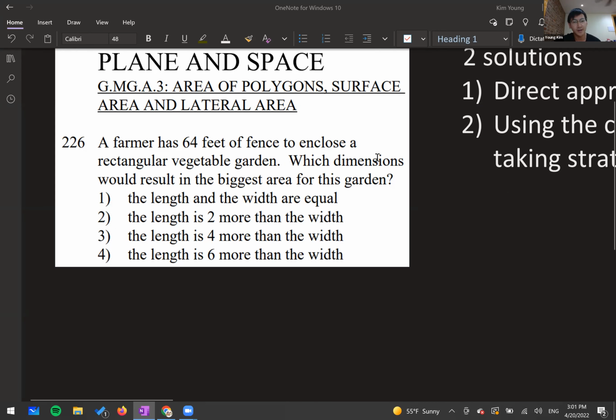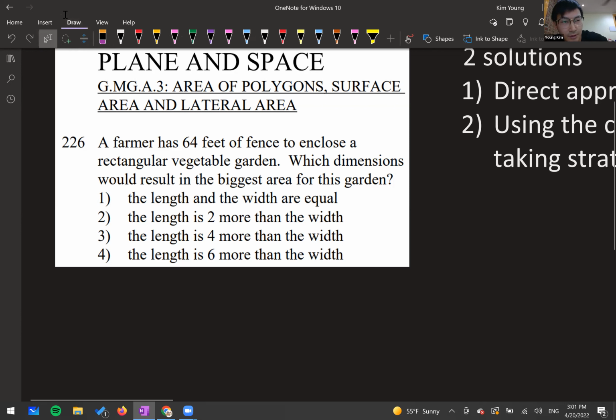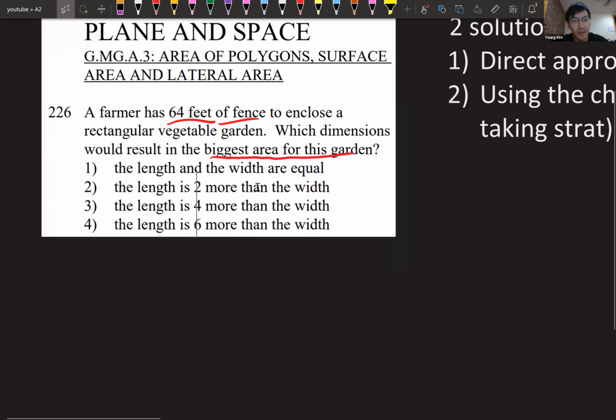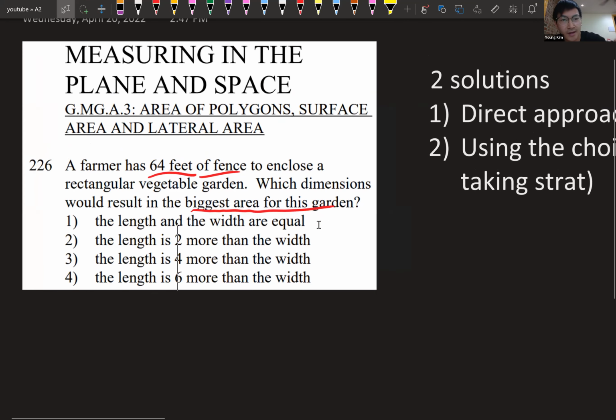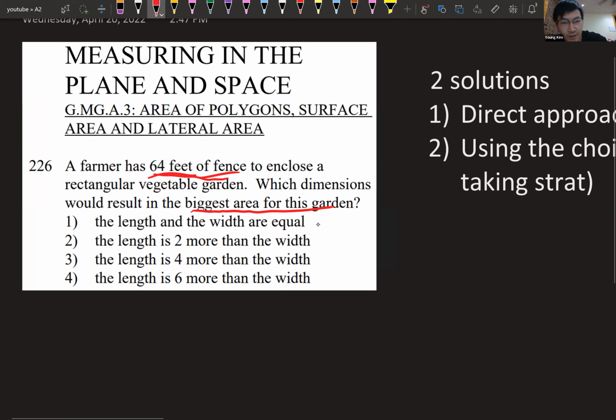Okay, so here they're telling you that this farmer has this much length of fence, and they want to find the biggest area using this fence. In order to do that, you have to recognize that when they say 64 feet of fence, you have to see what math topic they're referring to. So this is talking about the perimeter. Basically, how much length do they have to work with to enclose something, right?